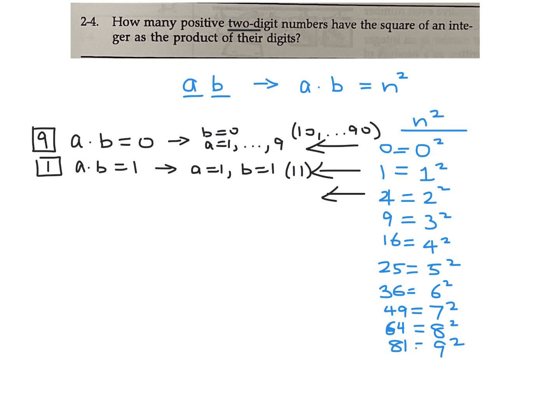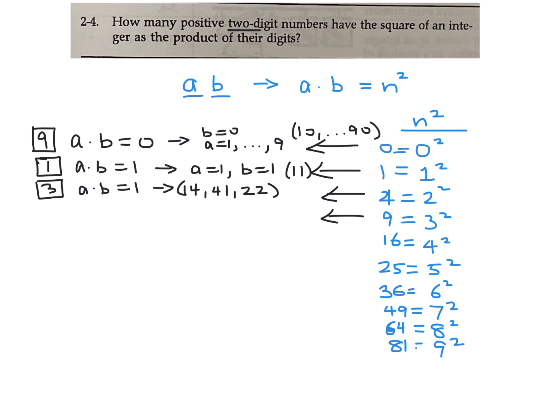Okay, let's keep going here. If it's 4, that means a times b is 4. And how many ways of doing that? Well, you can have 1 and 4, 4 and 1, or 2 and 2. Those numbers would do it. So there's 3 ways of doing that. And that's sort of the pattern we're doing here.